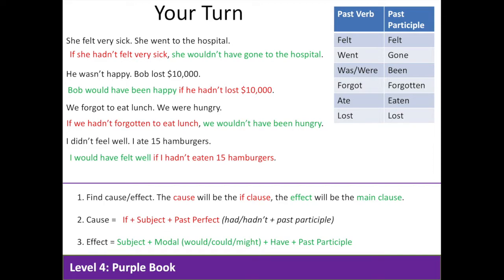Again, remember your steps to form the past unreal conditional. First, find cause and effect. Then the cause will be the if clause, and the effect will be the main clause. In your if clause, we have if, followed by the subject, then the past perfect rules. And in the effect clause, or main clause, we have the subject, followed by modal, then have, and the past participle.